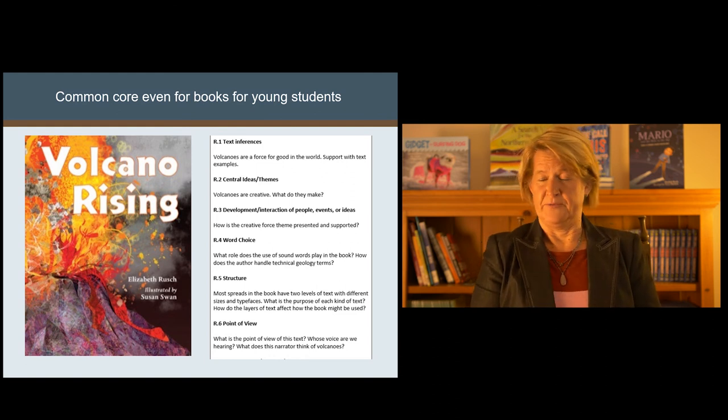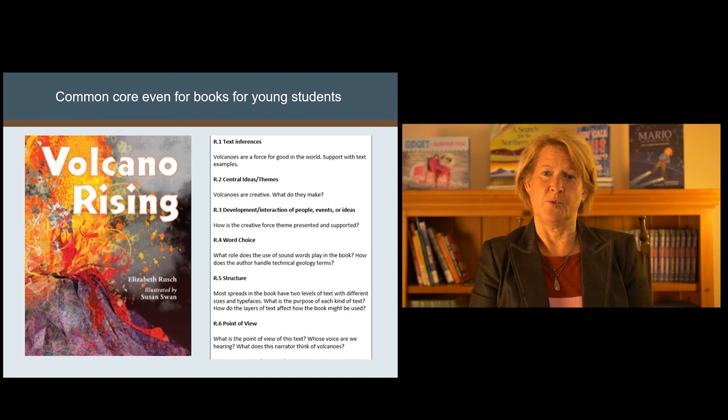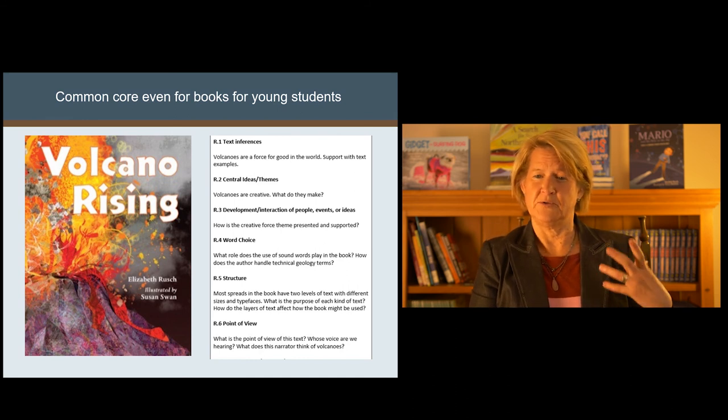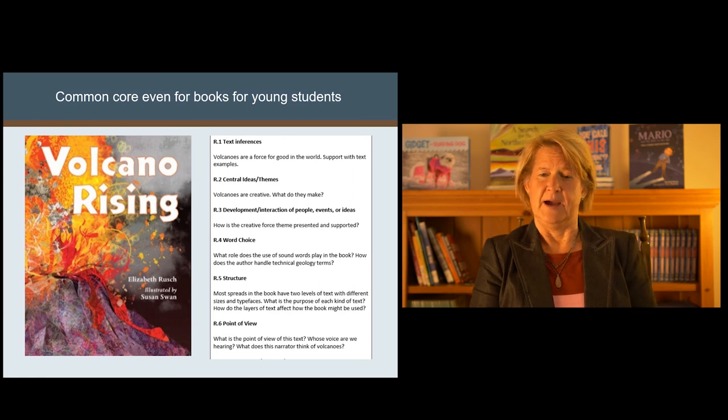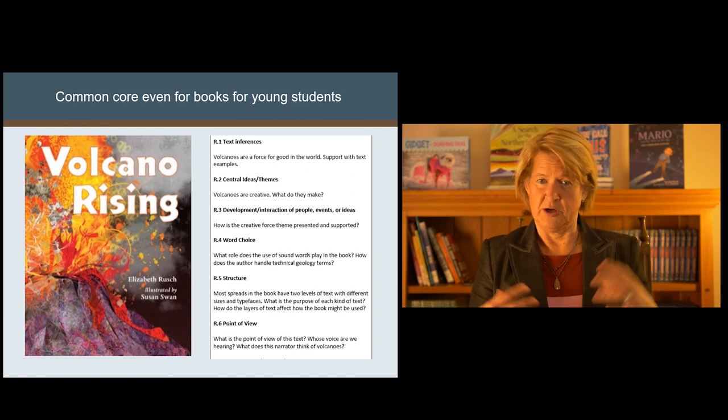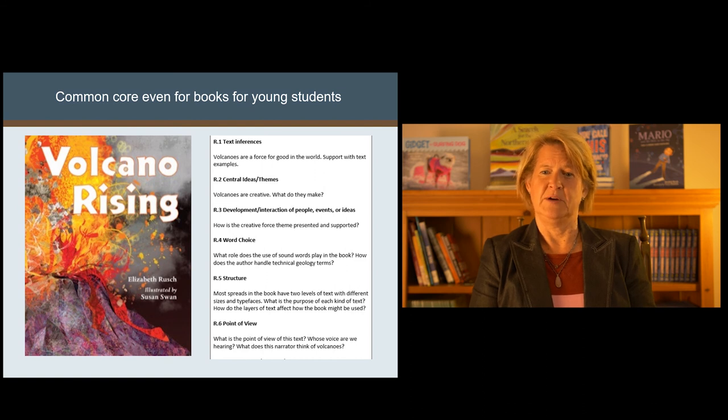How is the creative force theme presented and supported? Another really interesting one for this, and actually a lot of my books, is looking at word choice. What role does the use of sound words play in the book? And how does the author handle technological or geology terms? So word choice things. You can talk about the structure of the book and also the point of view. What voice are we hearing? And what does that voice tell you about what I think about volcanoes?